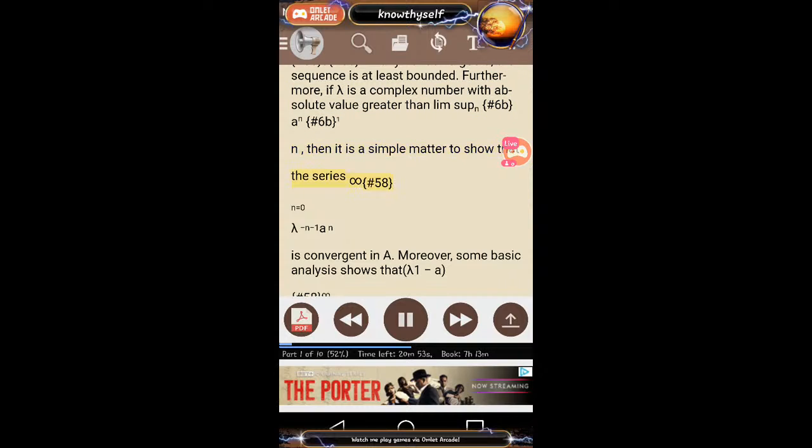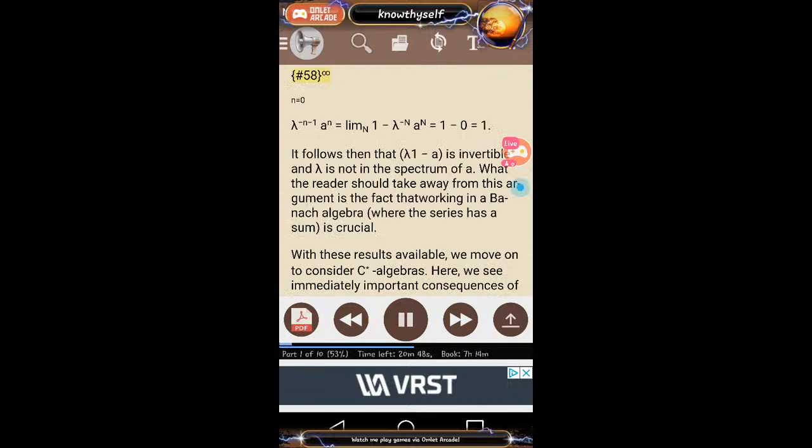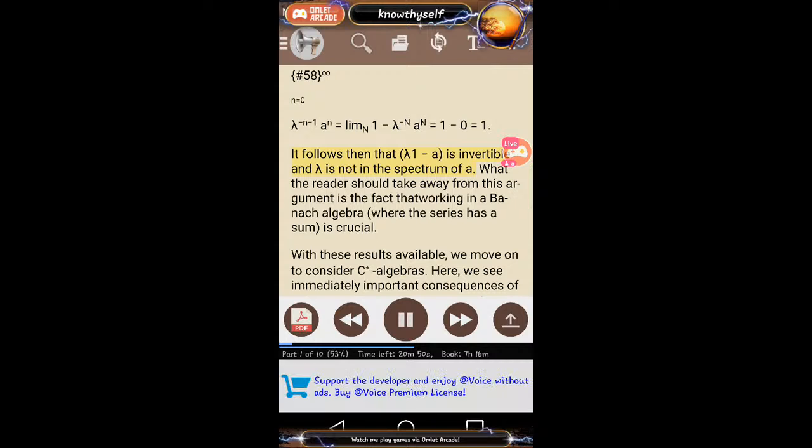the series Σ (n=0 to ∞) λ^(−n−1) A^n is convergent in 𝒜. Moreover, some basic analysis shows that (λ1 − A) Σ (n=0 to ∞) λ^(−n−1) A^n = lim (1 − λ^(−n) A^n) = 1 − 0 = 1. It follows then that λ1 − A is invertible and λ is not in the spectrum of A.